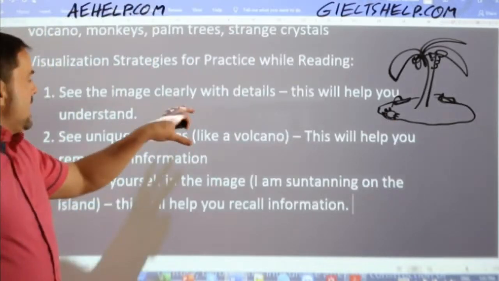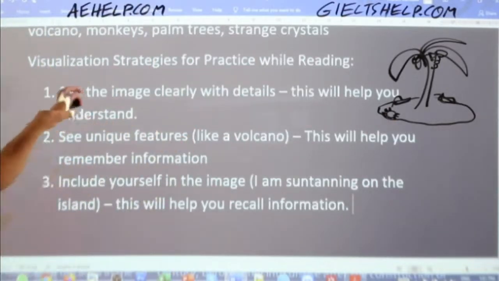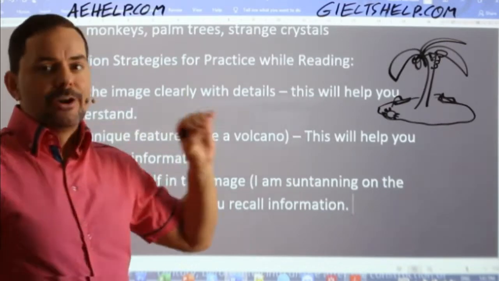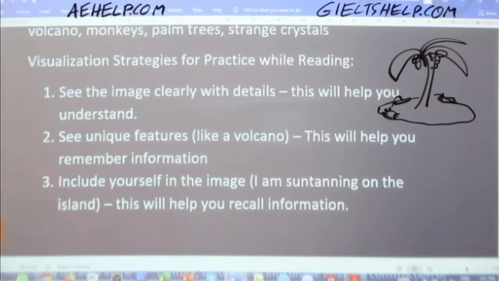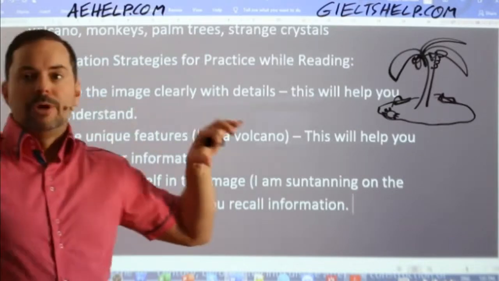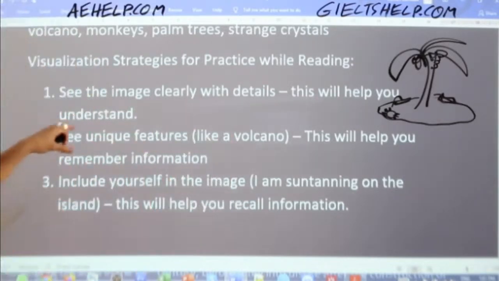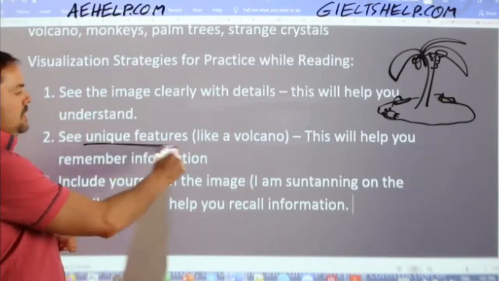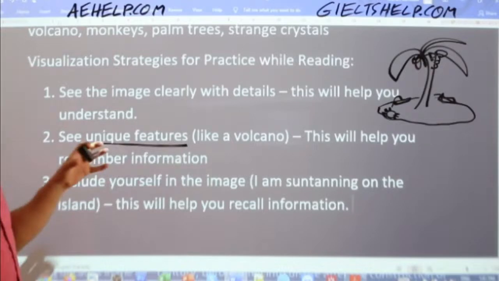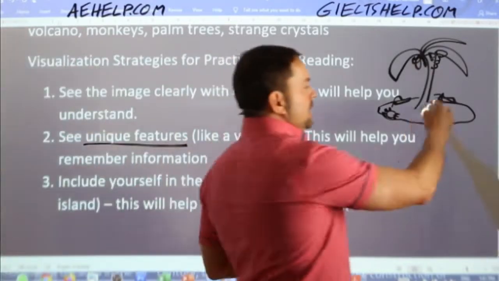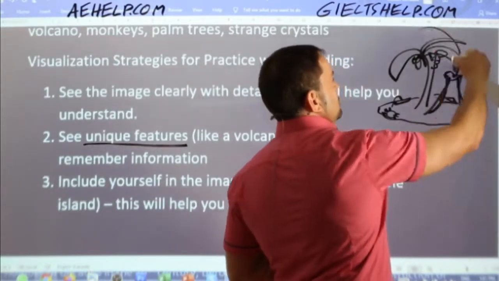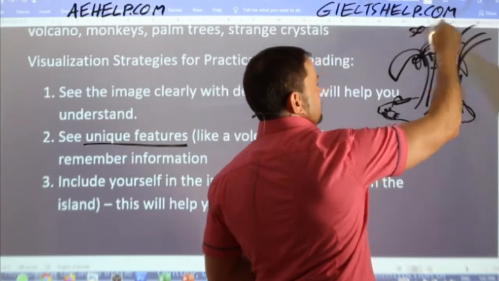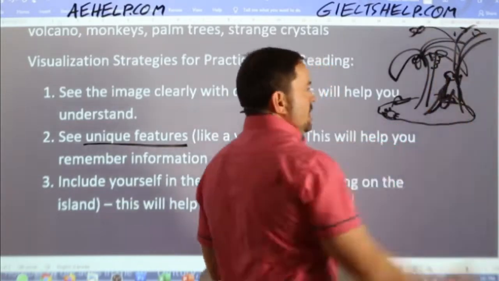When you do that, this will help you to understand what you're reading better, okay? So this will increase your understanding, your comprehension, all right? This is a part of active reading, visual reading, and memory enhancement, all right? The second is you want to see some unique features, okay? So you want to see something on the island that catches your attention, like a volcano. This is a miniature volcano that's exploding and shooting out lava into the sky, okay? So it's a lava-filled island.